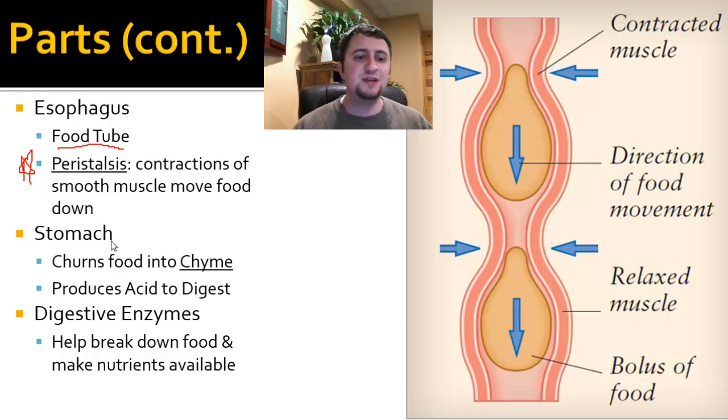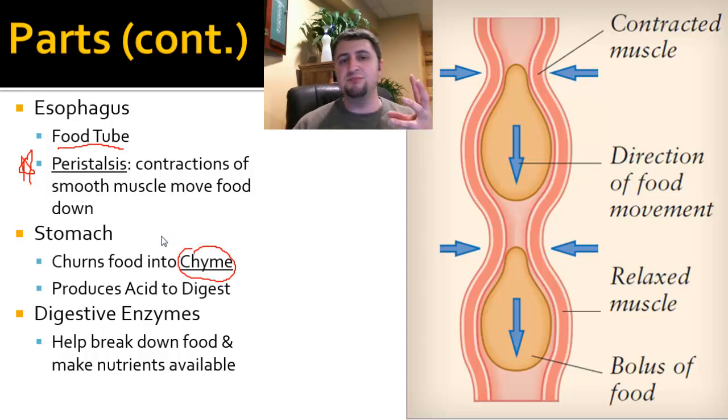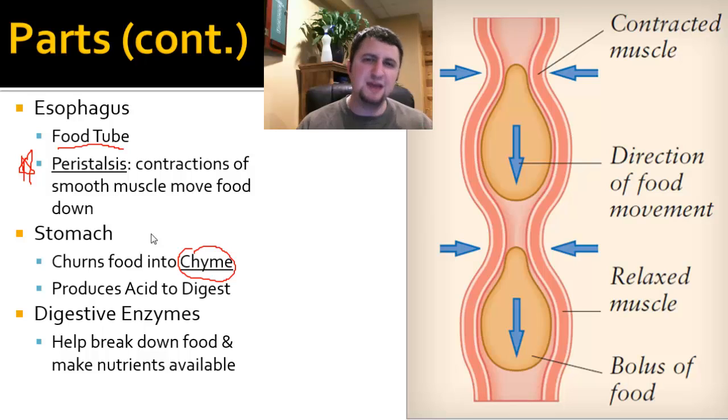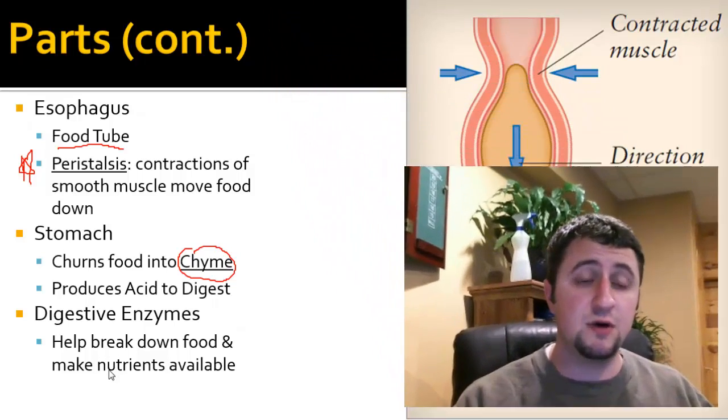Now, once the food is in the stomach, it's going to churn up that food into this stuff called chyme. Chyme is sort of like this mushy, pasty, mucousy, liquidy stuff that no longer would look like food, but it's mashed up and ready to be digested further. Also, the stomach adds in some digestive enzymes that help break down food into its individual nutrients and allow us to ultimately absorb those nutrients into our blood.